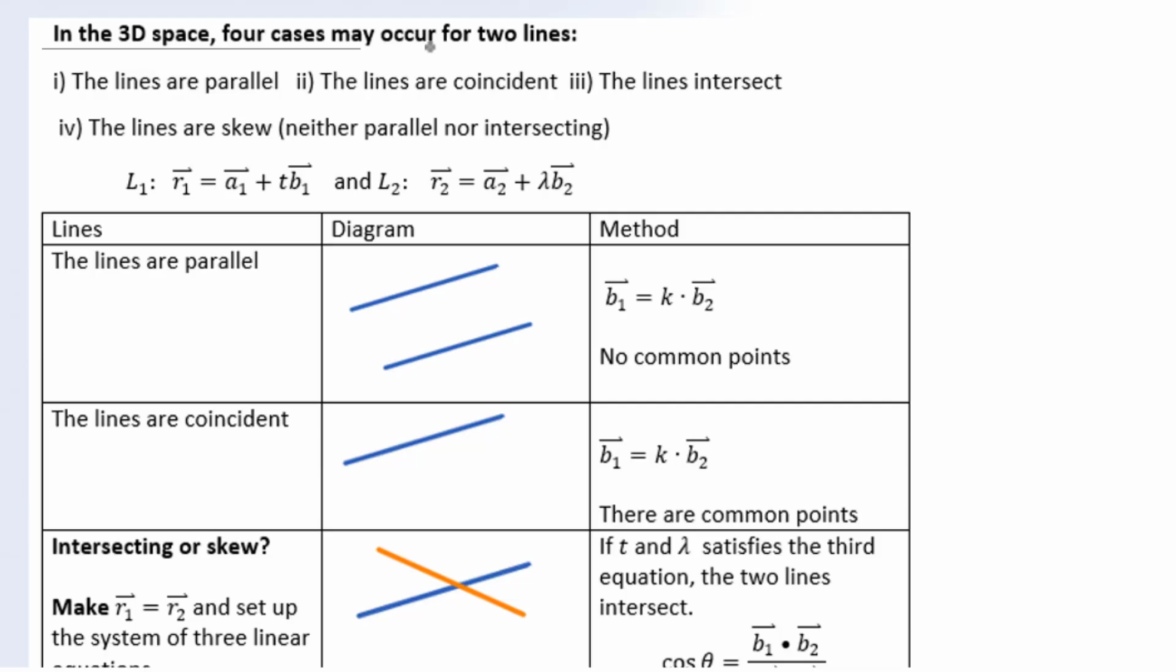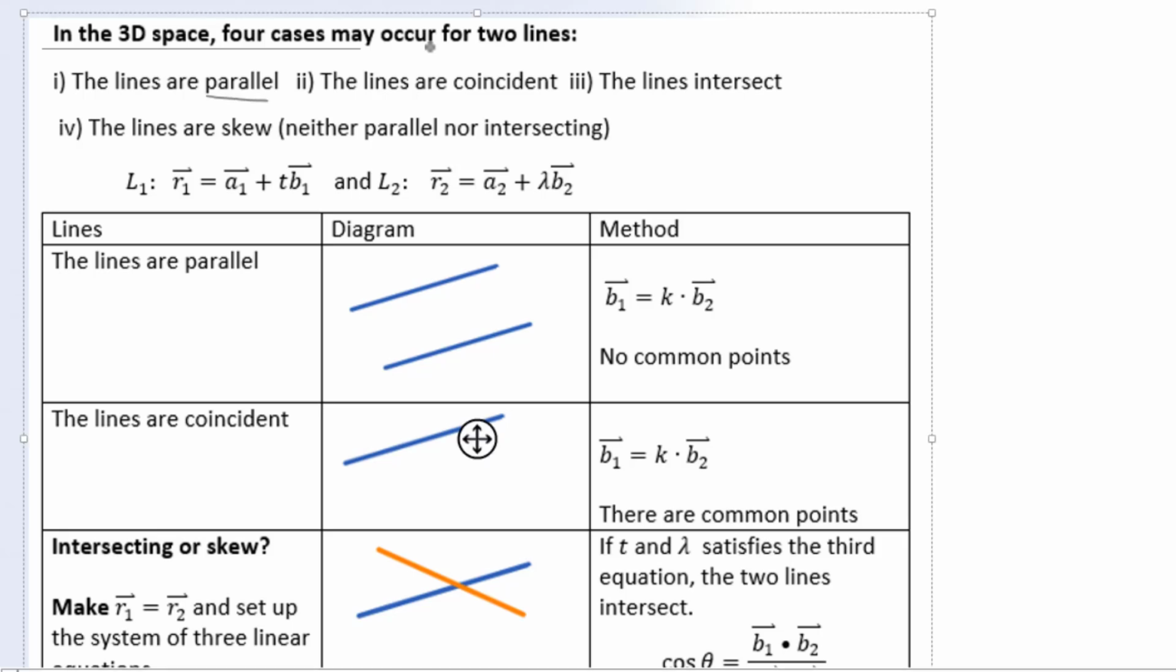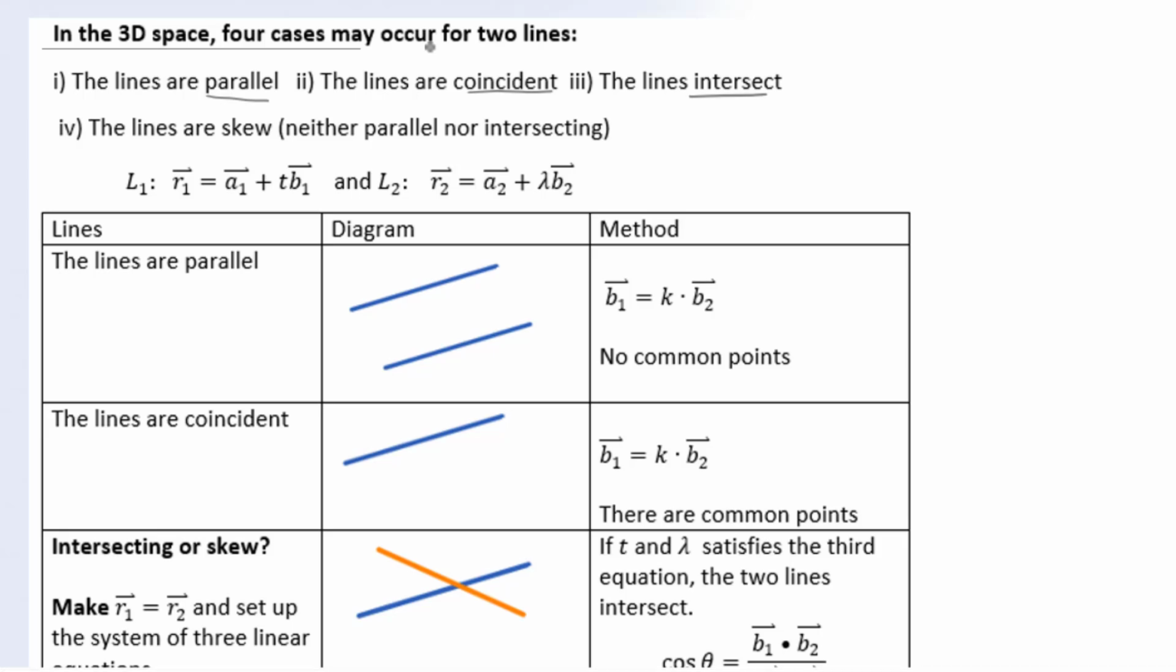This video is about the relationship between two lines in 3D space. The lines are parallel, or coincident, or intersect, or the two lines are skew. Skew means neither parallel nor intersecting.